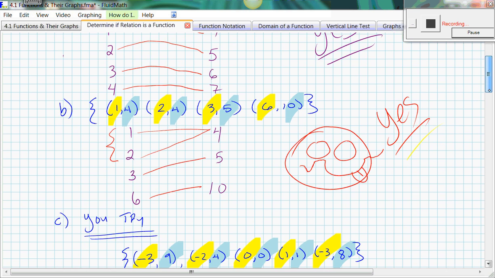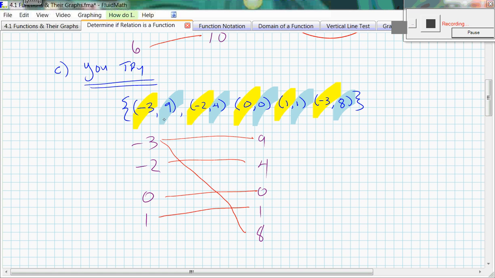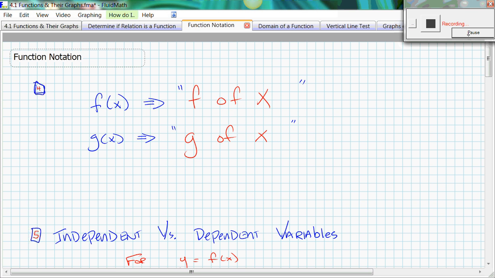However, if you go on to part C, you can clearly see that negative 3 goes to 9, negative 2 to 4, 0 to 0, 1 to 1, and negative 3 to 8. Well, the negative 3 has two different outputs. These are not unique. 8 and 9 are different for one single input of negative 3. That is not a function. Then we went on to talk about how to read a function. When we see this, it's read f of x, and when we see g parenthesis x, it's read g of x.